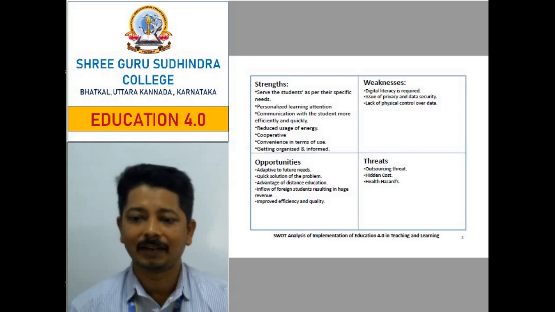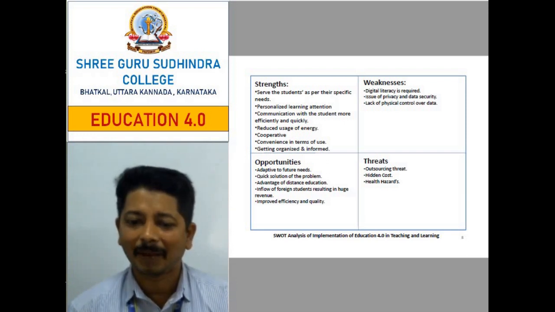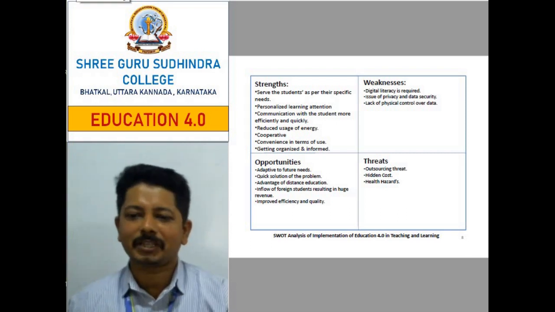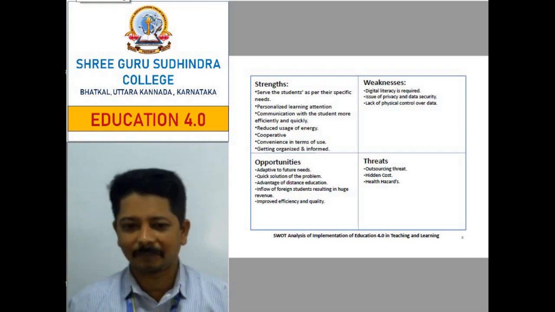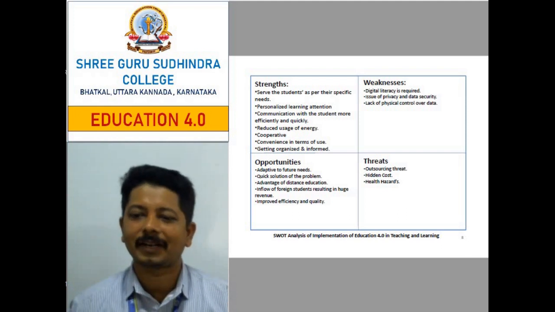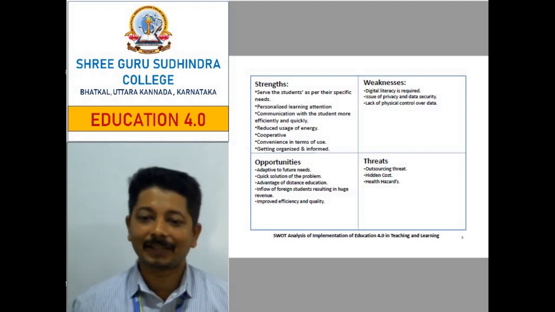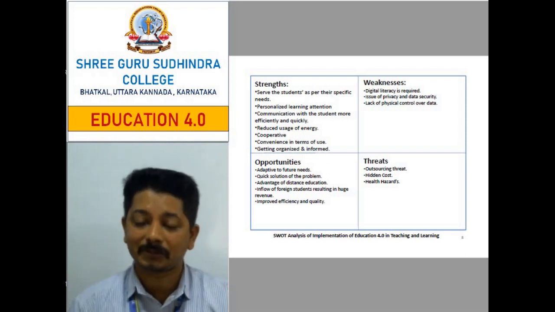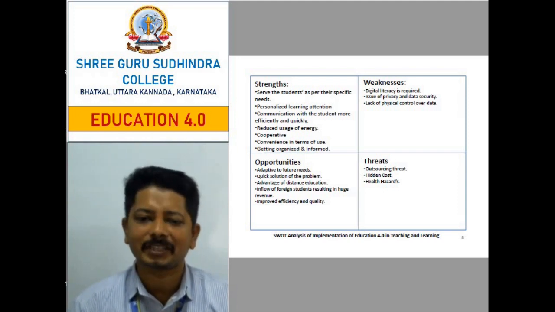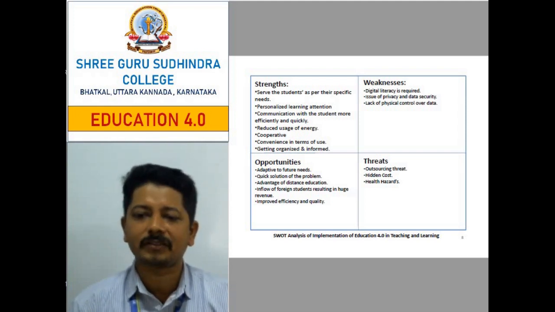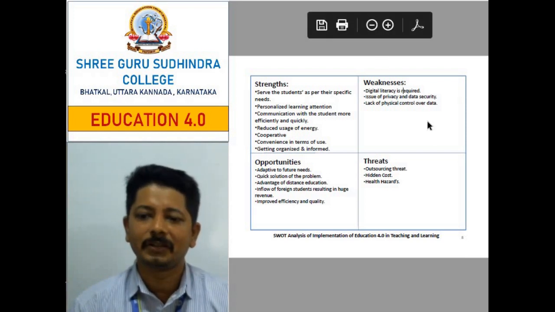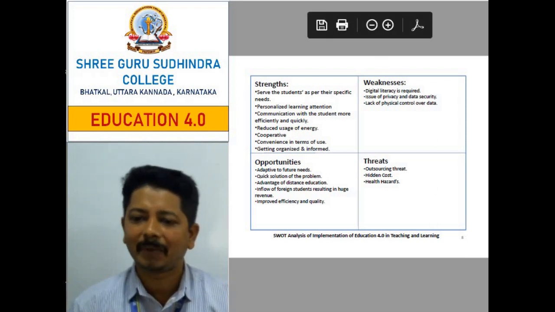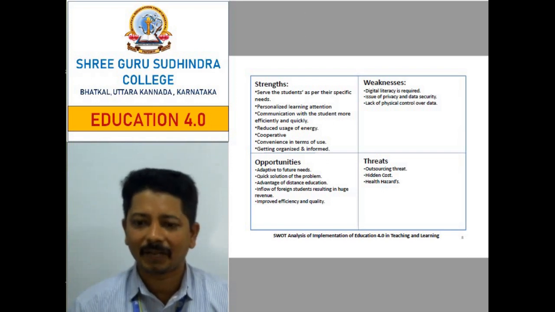At the same time, threats: outsourcing threat. In the banking sector, for example, ATM center security has been given for outsourcing, and there is a great loss for regular employees. There is no generation of employment that can happen in the education sector. It gives an opportunity for outsourcing, and it's a great threat for every teaching fraternity. And it also contains various hidden costs. If you want to implement Education 4.0, we need to install various new technologies, new software. It demands some cost, hidden cost, and very important, health hazards.